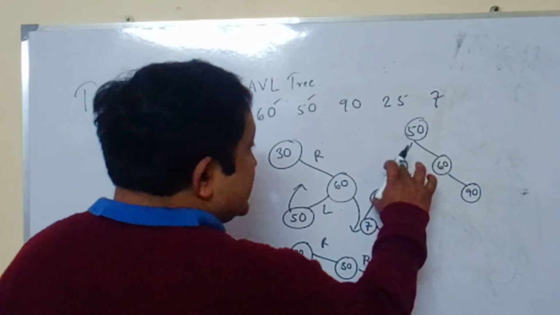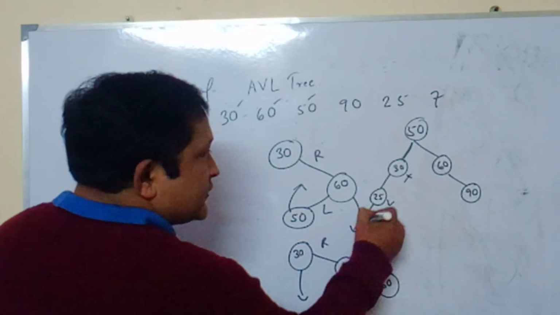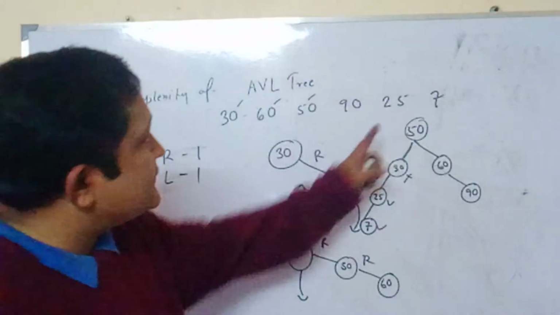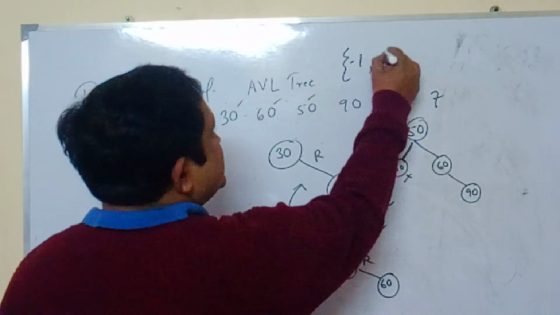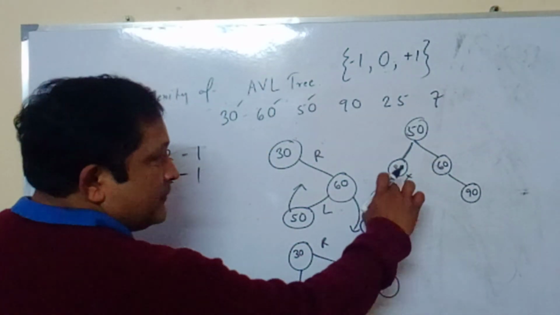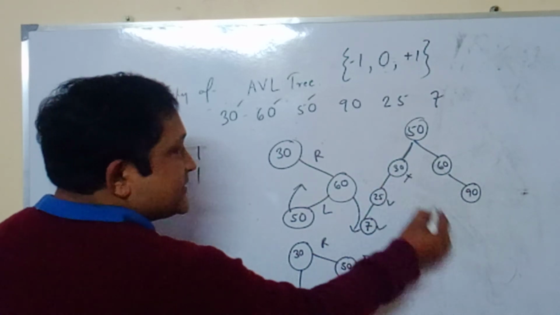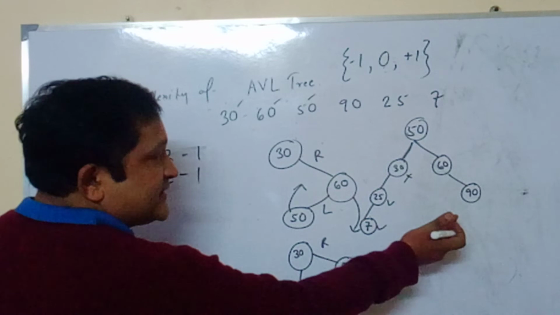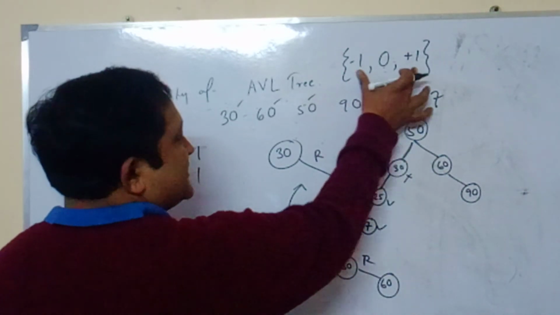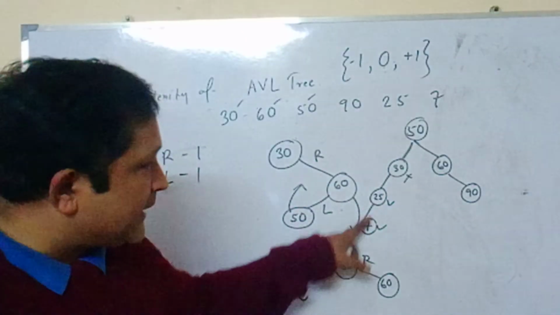This is also balanced, but this is not balanced. This is balanced because the height is 1, 2, 3 and this right height is 2. 3 minus 2 is 1. So this is falling under this range, minus 1, 0, plus 1. But this is not falling under that range because the height of the left subtree is 2, height of the right subtree is 0 because there is no node underneath in the right side. So it is 2 minus 0, that is 2. 2 doesn't fall within this range. So we have to make this subtree balanced.